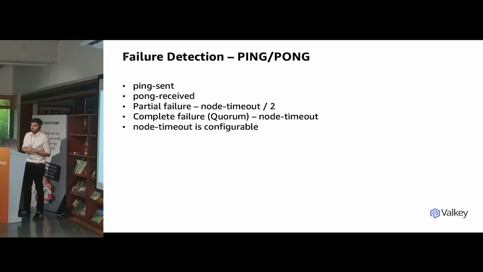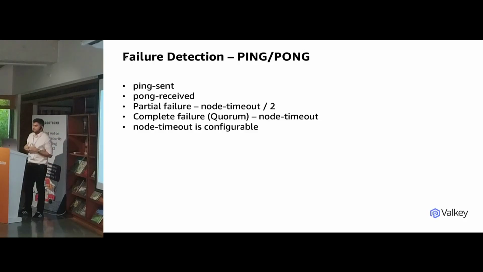The 2 key aspects to it are ping sent and pong received. This is basically you sending a message to someone and expecting a response back within a certain period of time. So once a ping has been sent and a pong hasn't been received within a period, which we call node timeout, if it doesn't send a response back within half of it, we think that it has partially failed, at least as per our view.